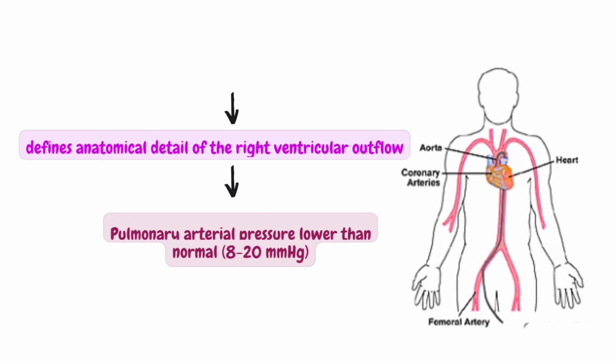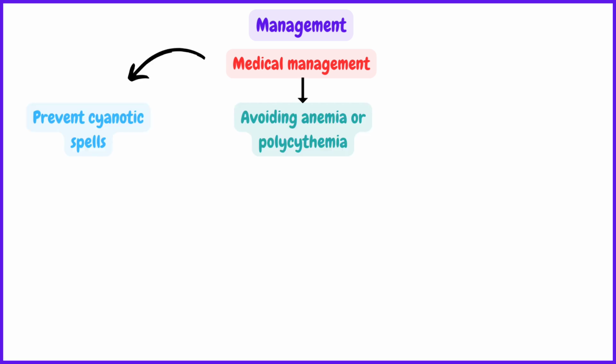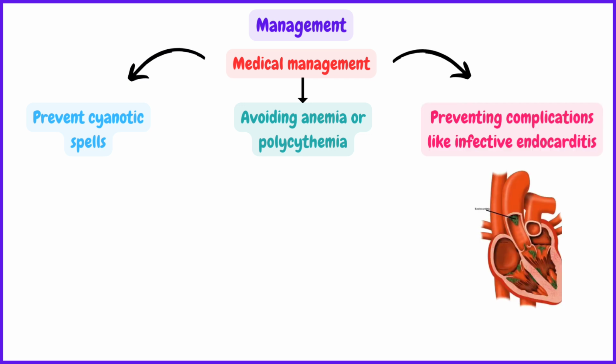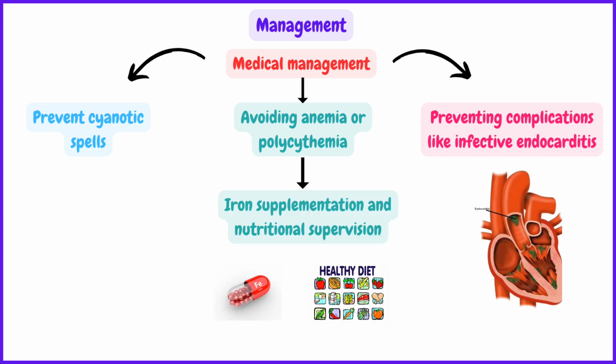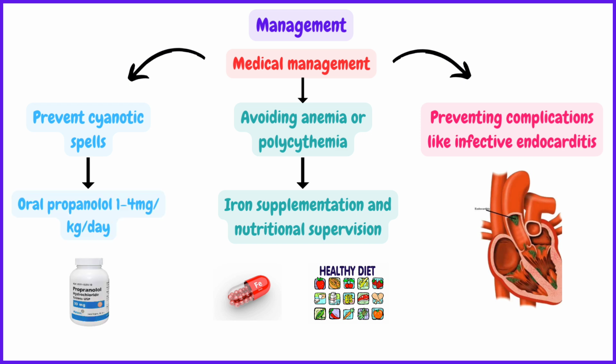Now, let's discuss what can be the management of a patient with Tetralogy of Fallot. Medical management in TOF patients is directed towards preventing cyanotic spells, avoiding problems associated with anemia or polycythemia, and preventing complications such as infective endocarditis. The general measures include correction of anemia by iron supplementation and nutritional supervision. The child is started on oral propranolol, 1 to 4 mg per kg per day in 3 or 4 divided doses to prevent cyanotic spells until surgical correction is done.